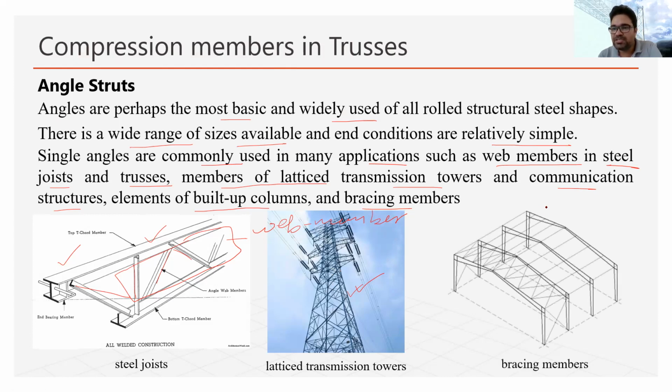Similarly, if we see this gabled roof structure, these bracing members are sometimes also used as angle sections. So angle sections are used here as the bracing member. In a bracing member, the angle may be alternately in tension and in compression. Some members may be in compression, some members may be in tension. So that also finds application of angles as a compression member. Besides this, there are many other structures in which we use angle sections as compression members.